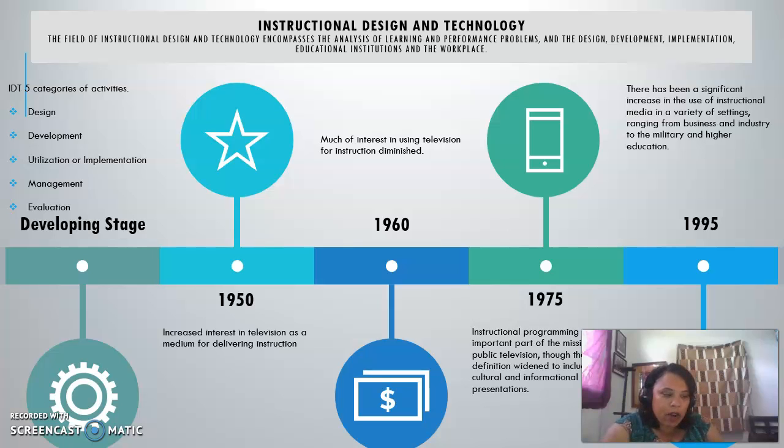IDT has five categories of activity. They are design, develop, utilization or implementation, management, and evaluation. All right, so we're going to go through a couple other models now that you know a little bit of the history and are tuned in to, we are considering models for instructional design using technology.